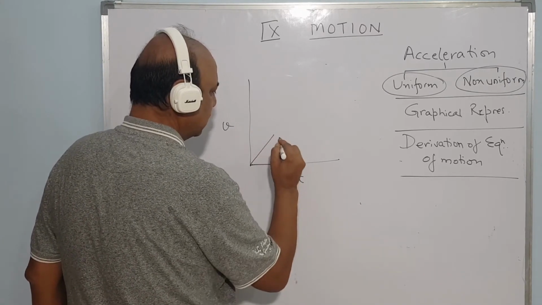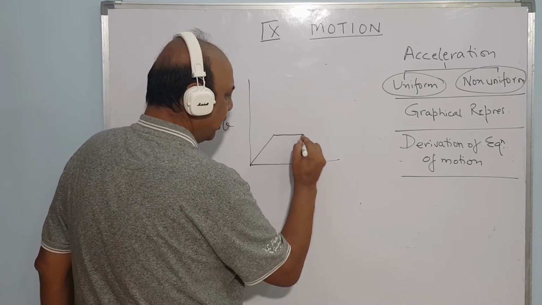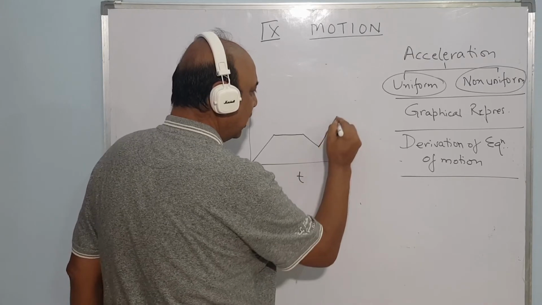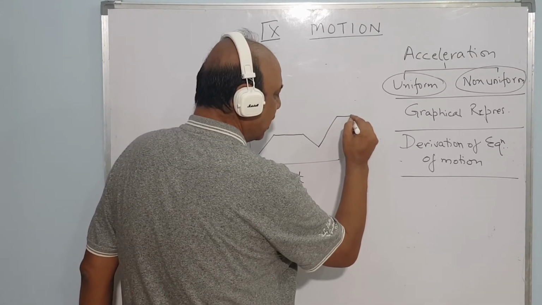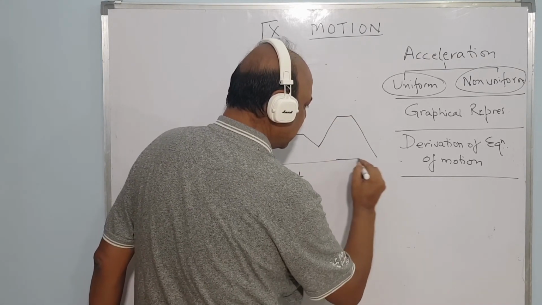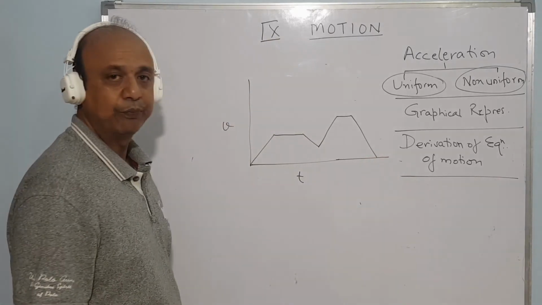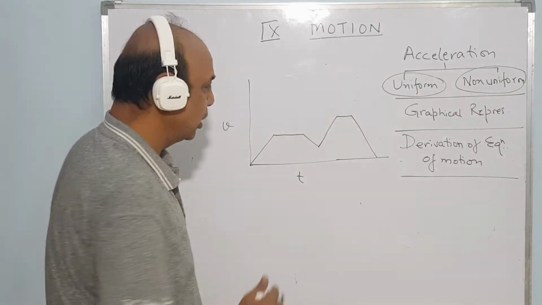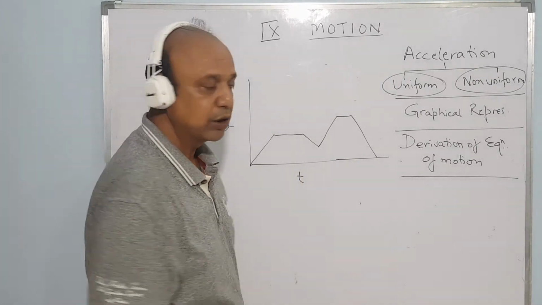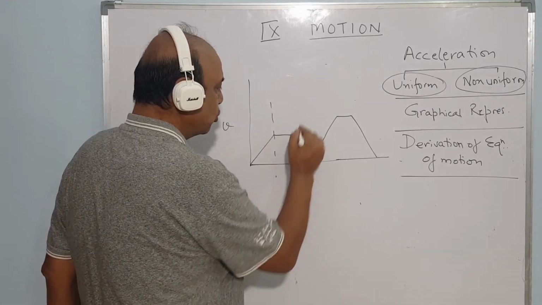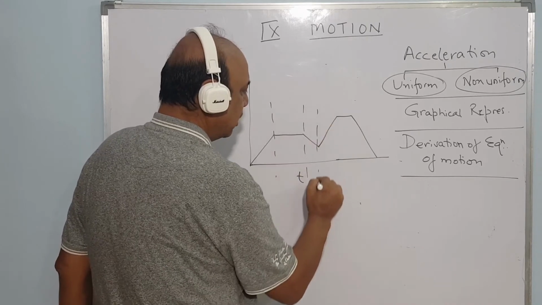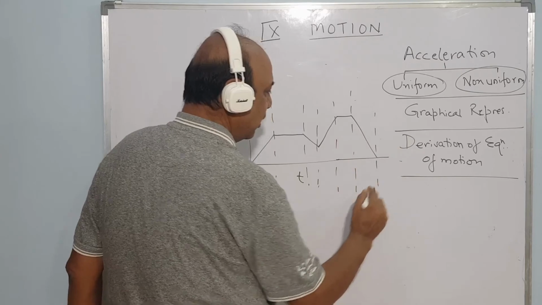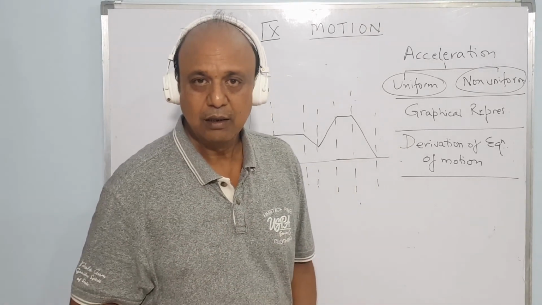It increases. Then we maintain a constant speed, reduce the speed, again increase the speed, run at a constant speed, reach the destination, reduce the speed to 0. This is a non-uniformly accelerated motion because the acceleration is changing continuously. But if I divide it into small parts, this becomes uniformly accelerated motion in those small parts.